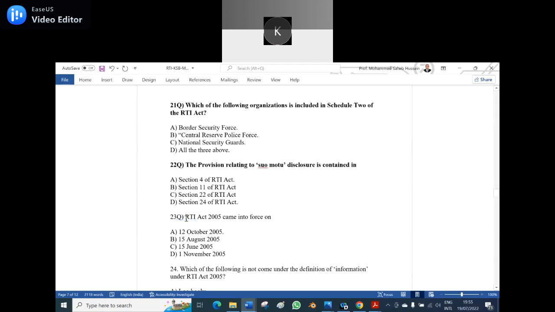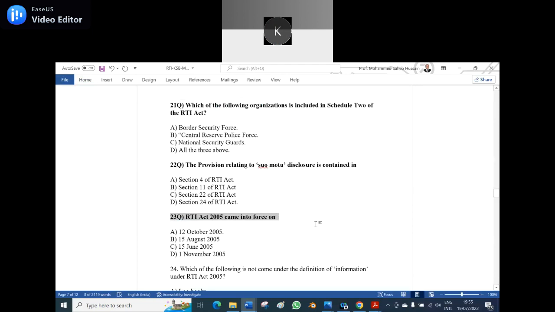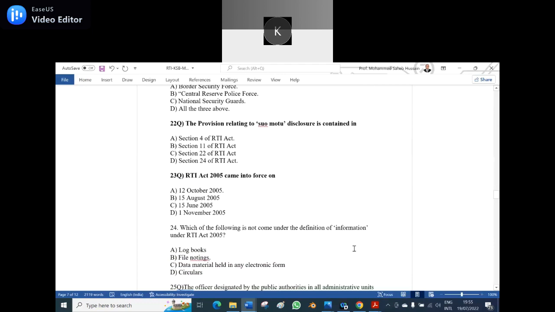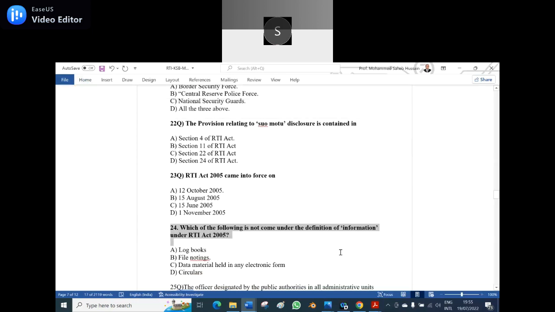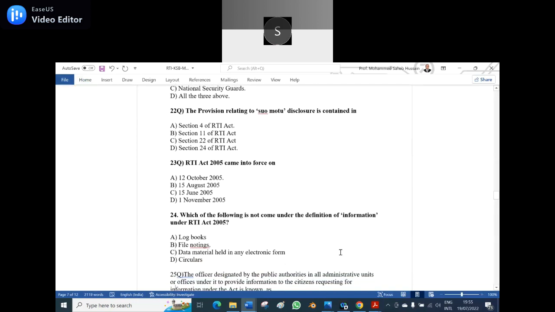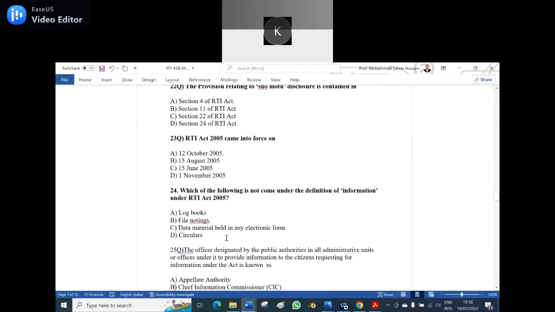Now, 23rd question. RTI Act 2005 came into force on A, 12th October 2005, B, 15th August 2005, C, 15th June 2005, D, 1st November 2005. Option A is the correct answer. It is 12th October 2005. It came into effect from that date.